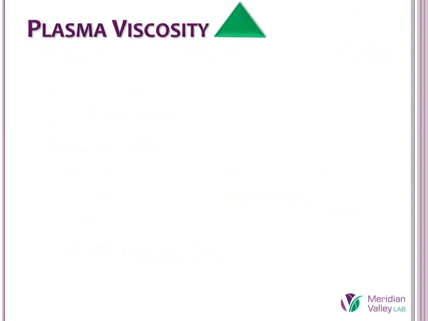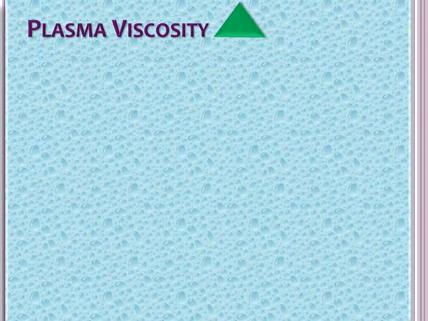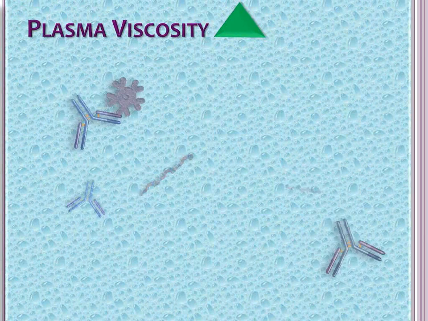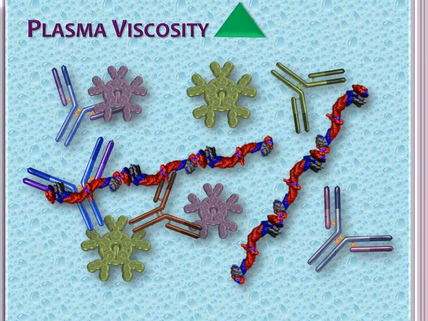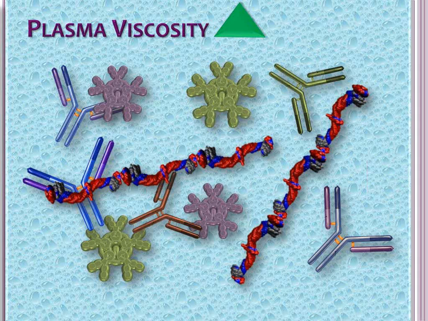Plasma viscosity is primarily dictated by two factors. Hydration, makes sense, right? And the concentration of plasma proteins, particularly high molecular weight proteins such as immune globulins and fibrinogen. This explains why anything that increases these proteins, such as autoimmune disease, also increases blood viscosity.